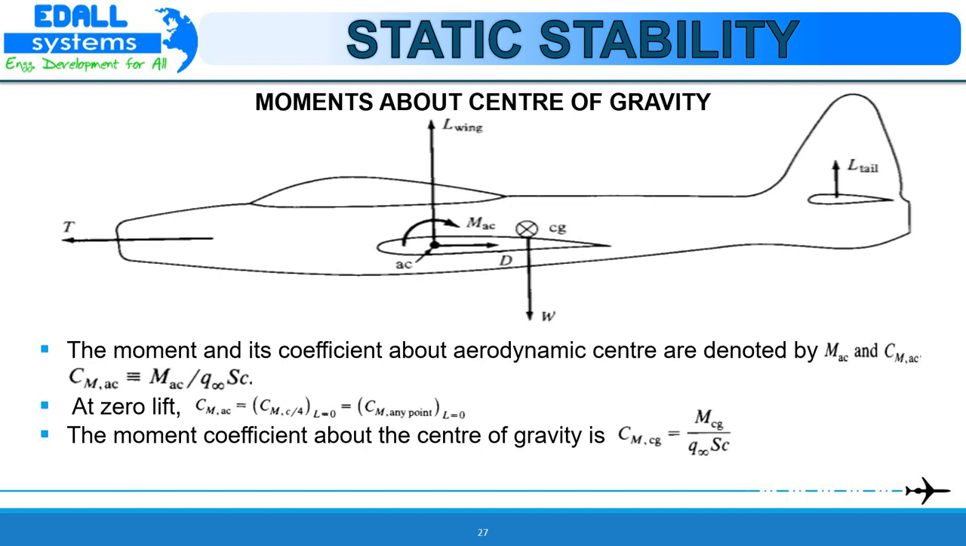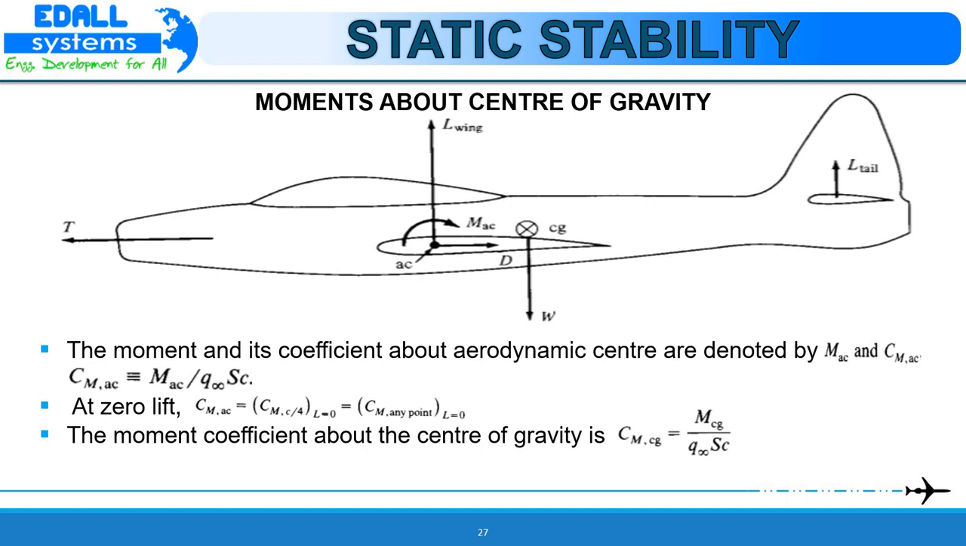Now, considering the complete aeroplane, we are most concerned with the pitching moment about the center of gravity of the aeroplane, M with subscript CG. MCG is created by, first, lift, drag, and moment about the aerodynamic center of the wing. Second, lift of the tail. Third, thrust. And fourth, aerodynamic forces and moments on other parts of the aeroplane such as the fuselage and engines.